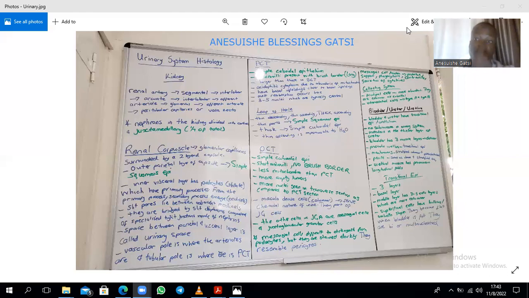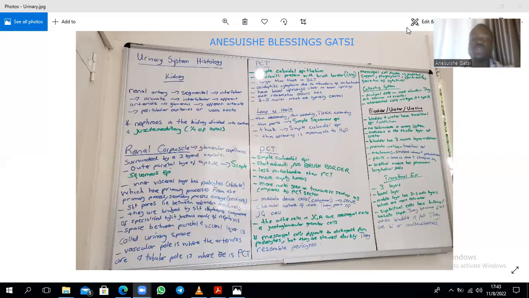Our two-layered capsule has a parietal layer and a visceral layer. The parietal layer is lined by simple squamous epithelium. Remember, initially when I started, I said that between the renal corpuscle and the PCT, there's going to be an abrupt change in epithelium from the simple squamous that I'm describing for the renal corpuscle to the simple cuboidal epithelium that we're going to mention with the PCT, right? So the outer parietal layer has that simple squamous epithelium.